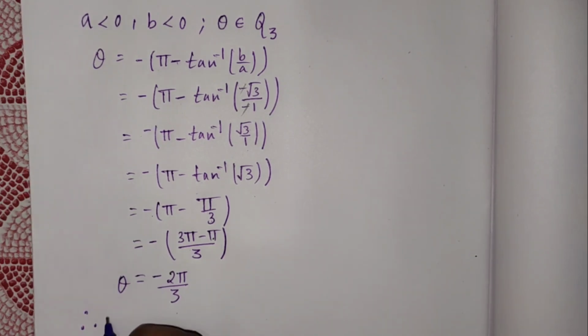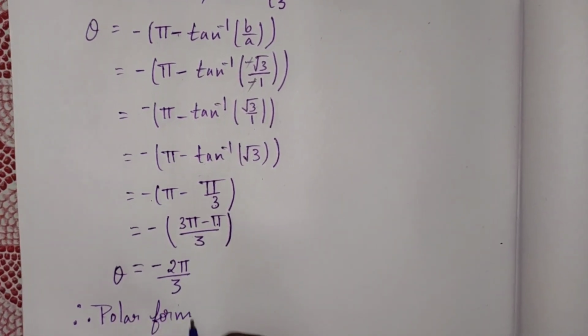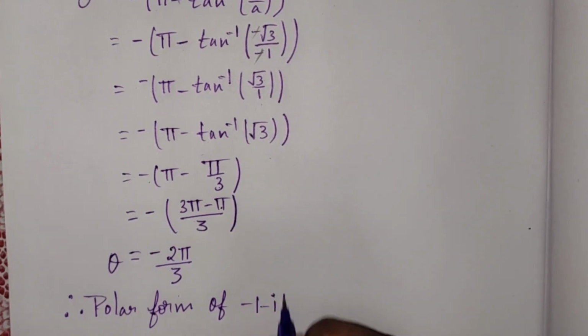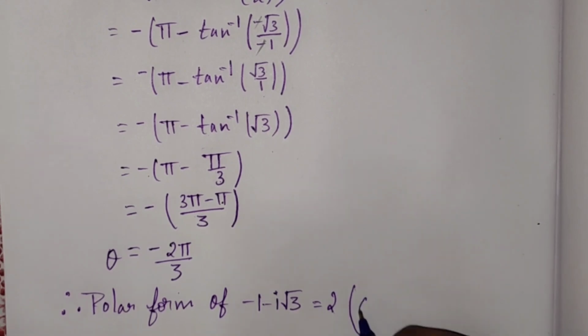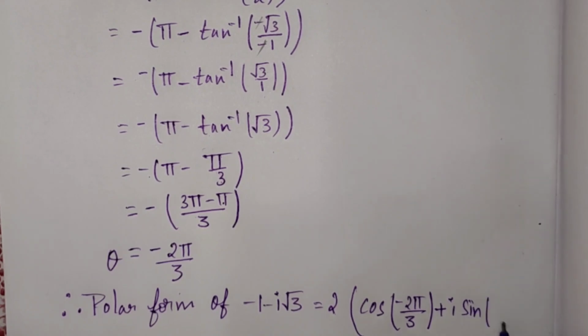Therefore, polar form of minus 1 minus I root 3 is equal to 2 into bracket open cos of minus 2 pi by 3 plus I sin of minus 2 pi by 3 bracket close.